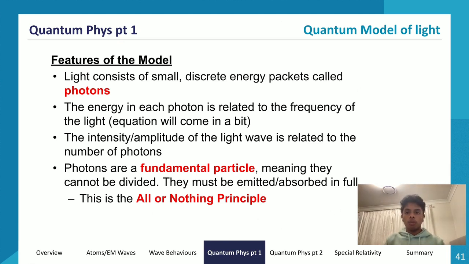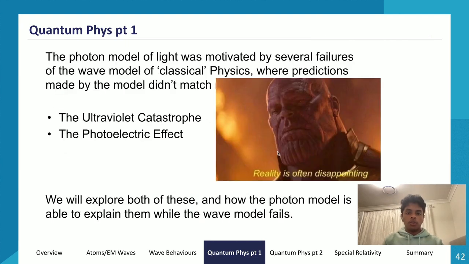So these are a couple of dot points about the features of the quantum or photon model of light. And so now we can move on to blackbody radiation. So how did the photon model of light come across? Well, the photon model of light was motivated by several failures of the wave model of classical physics, where predictions made by the model didn't match observations. Even though the wave model was better than the corpuscular model, it was still not what we needed, because it didn't explain all the phenomena that we saw light displaying.